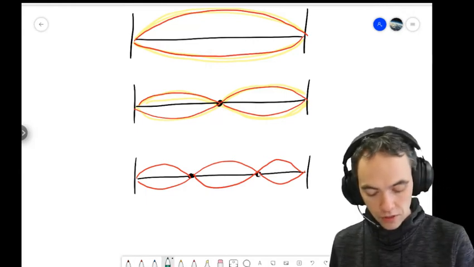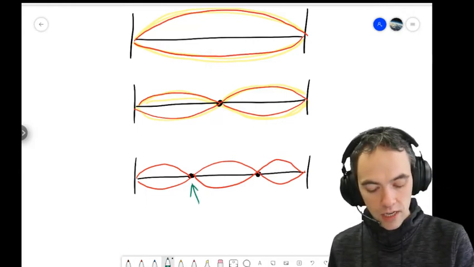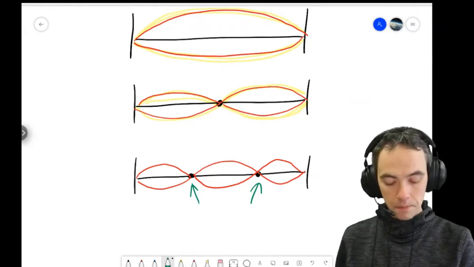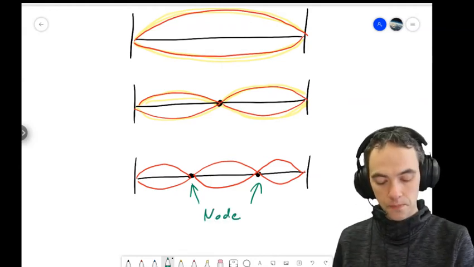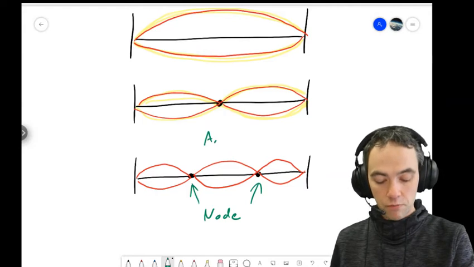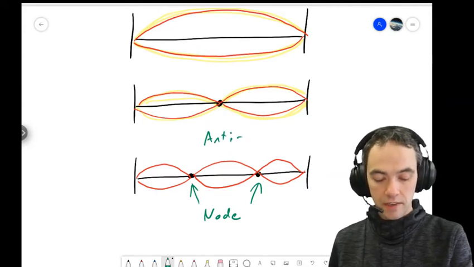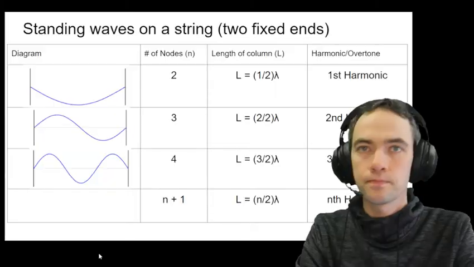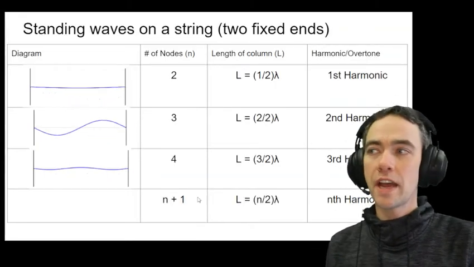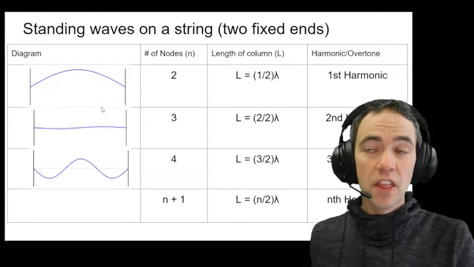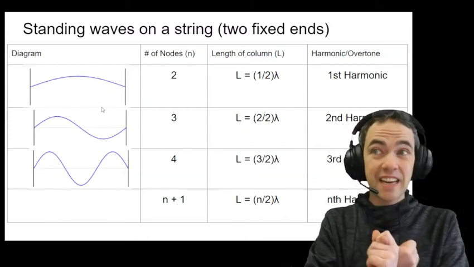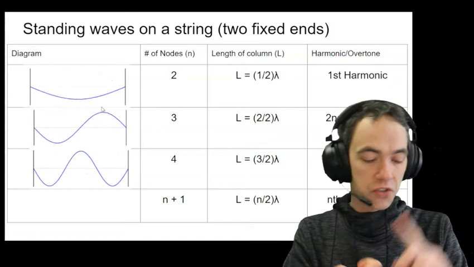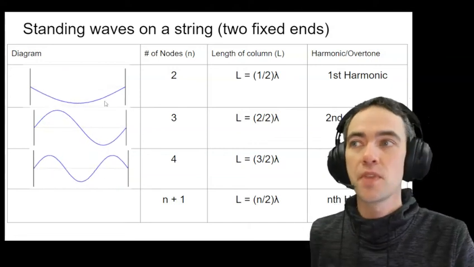So, to summarize the terminology, these spots where not a lot of movement is occurring, this is called a node. And these spots where there's a lot of movement, it's the opposite. It's an antinode. So all instruments can be categorized in one of the following three ways. The first one we're going to talk about is when you produce a standing wave on a string. So guitar string, piano string, violin string.